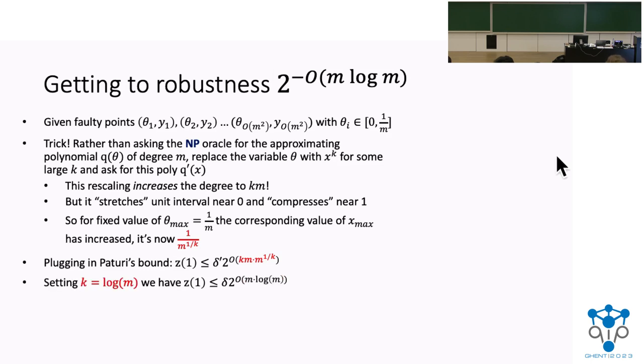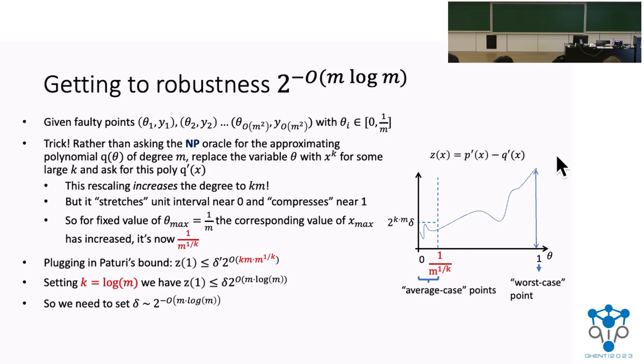Now, why does that help us? Well, if we plug in k equal log m, then we see z of 1 is less than or equal to delta times 2 to something that's around m log m. We're just suppressing here the m to the 1 over log m term. That's smaller asymptotically than the other terms. And so what it tells us is that we need to set delta equal to 2 to the minus O of m log m to compensate for this blow up. And that's what gives us the state-of-the-art robustness for arguing about the hardness of outputting estimates of random circuit amplitudes.